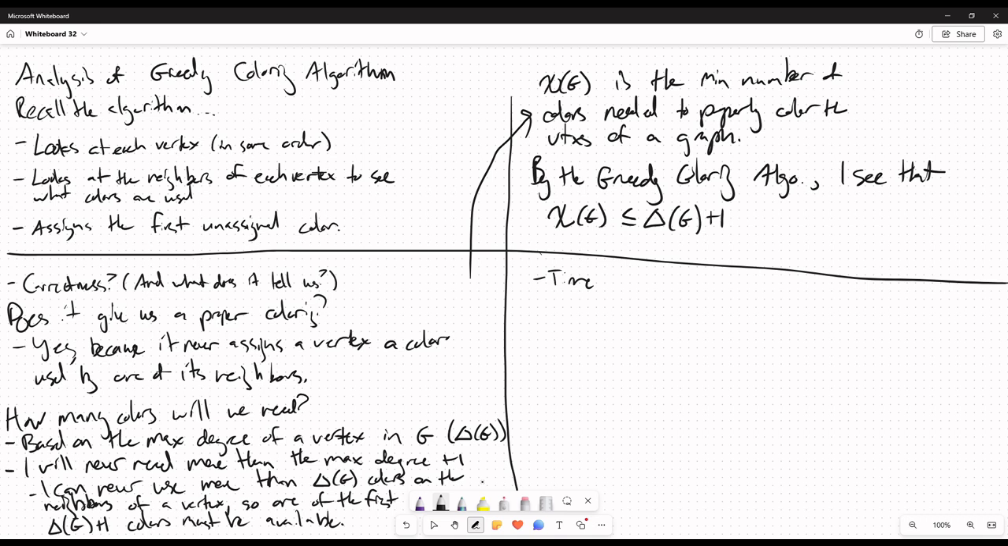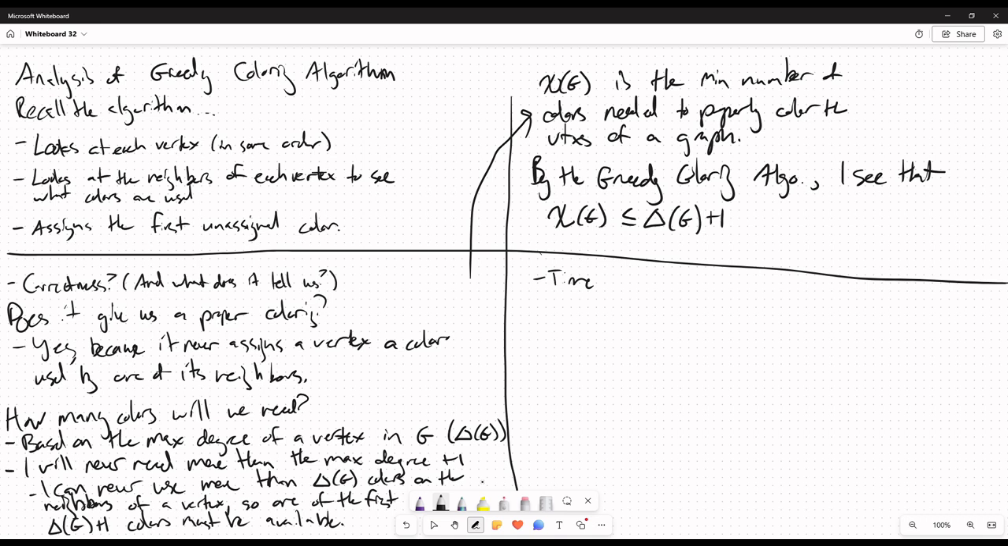Because, as we said back here, I'm never going to use more than delta G colors on the neighbors of a vertex. So I'll always have one of those first delta G plus 1 colors to use for coloring any vertex. So that's kind of nice. The greedy coloring algorithm actually tells us something about this chromatic number of the graph. So that's kind of cool.